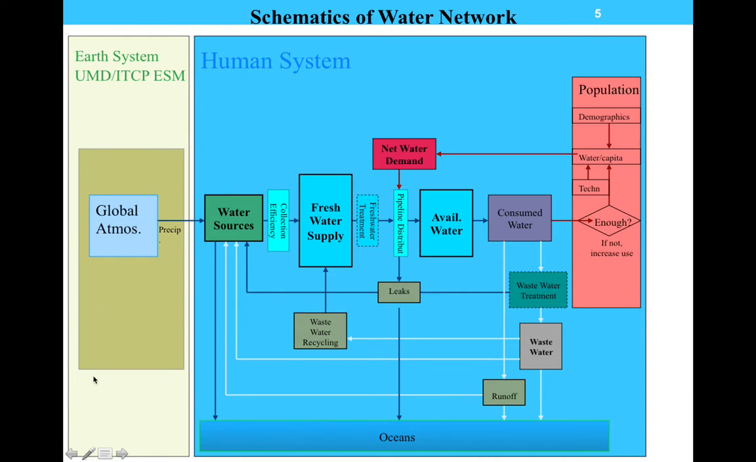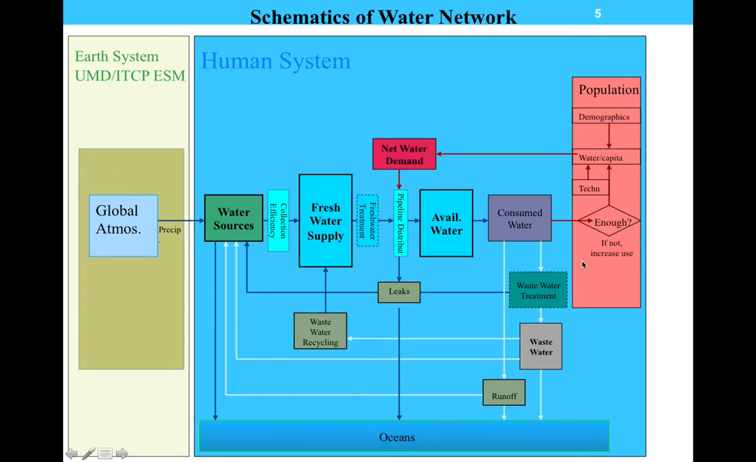One of the major components is what we call the Earth system, which is the remainder of the Earth, the atmosphere, the oceans, and how fresh water interacts with that piece. The primary interaction comes through precipitation, or I should say net precipitation, because there's an evaporation flux that goes out of the cycle back to the atmosphere. So that's one major piece. We'll go back to this, because this is part of the big picture of the CEWA model philosophy.